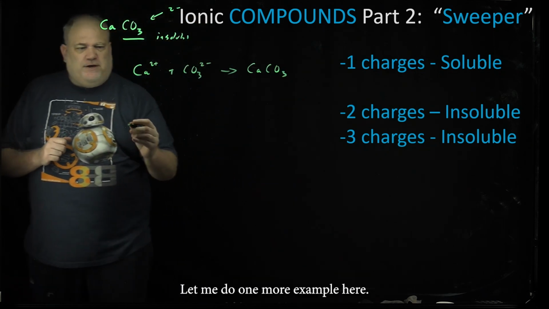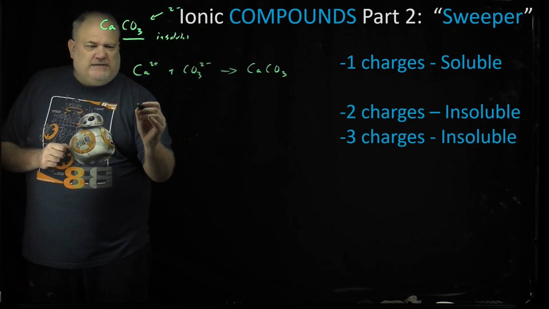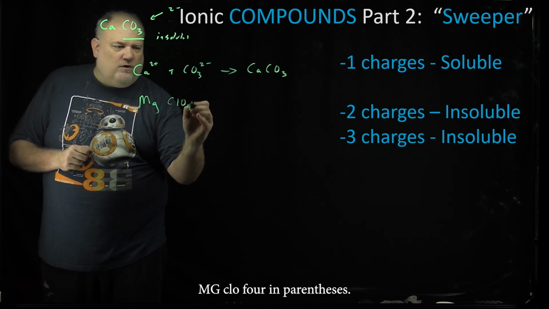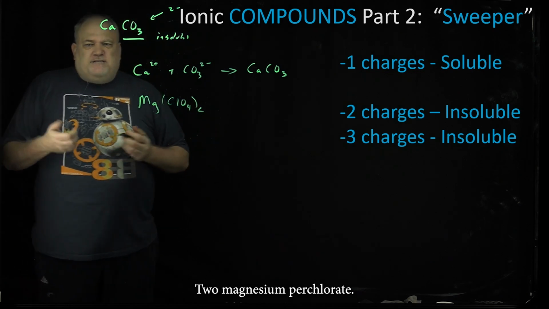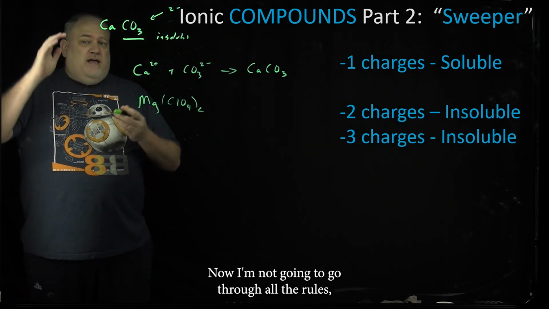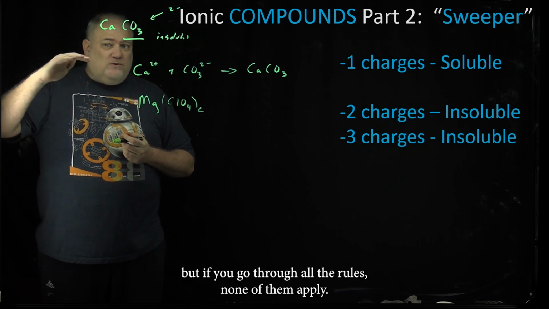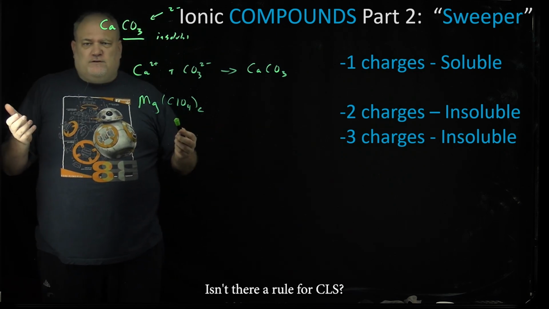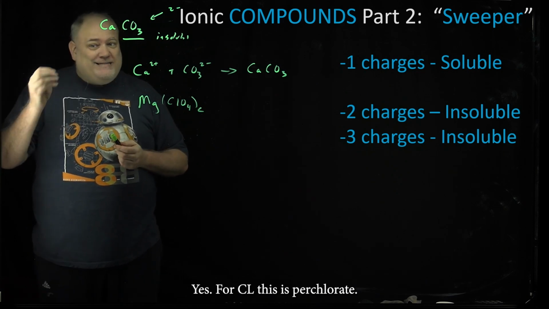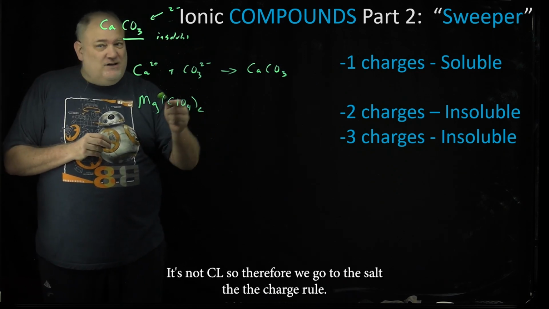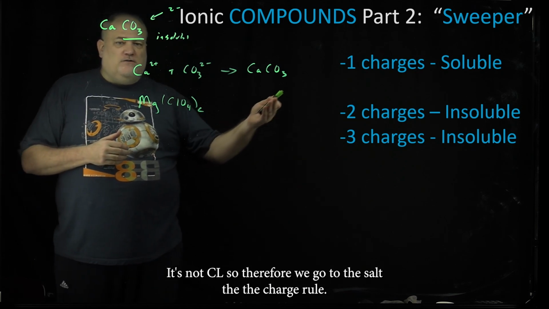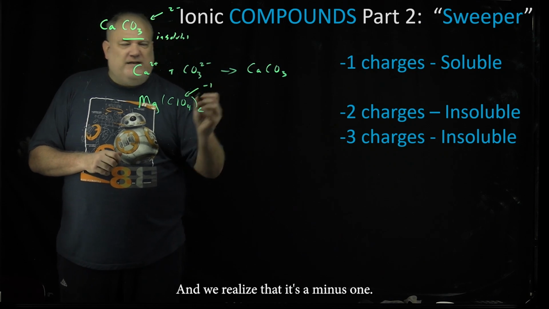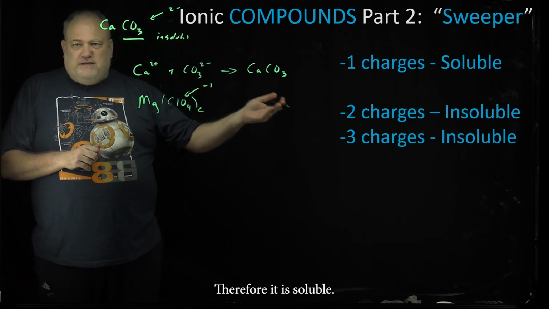Let me do one more example here. Let's say I gave you something like Mg(ClO4)2, magnesium perchlorate. Now, I'm not going to go through all the rules, but if you go through all the rules, none of them apply. Now you may think, well, there's a Cl here. Isn't there a rule for Cl? Yes, for Cl. This is perchlorate. It's not Cl. So therefore we go to the charge rule and we look at perchlorate and we realize that it's a -1. Therefore, it is soluble.